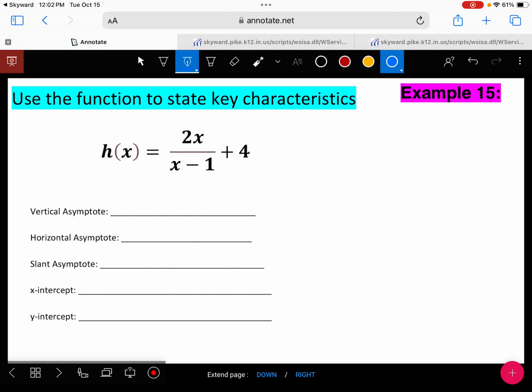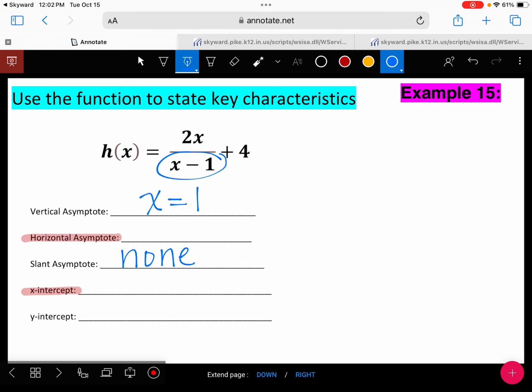All right, next. We got another special case, y'all. So remember, the special case affects these two: your x-intercept and your horizontal asymptote. So for your vertical asymptote, set the denominator equal to 0. You got x equals 1. This one does not have a slant because it's balanced.